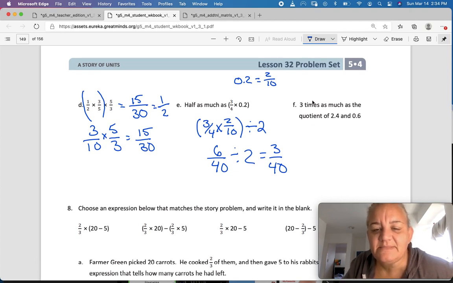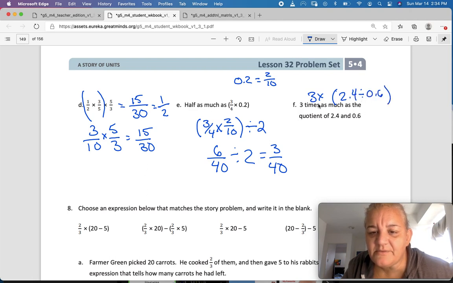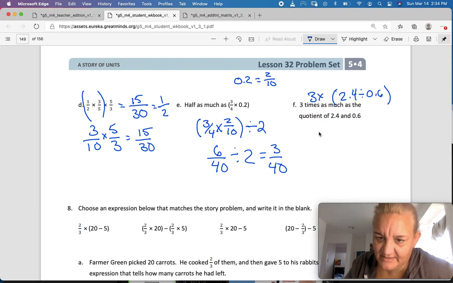3 times as much as the quotient, and quotient means division, of 2.4 divided by 6/10. 3 times as much as the quotient of 2. Okay, so now here I've written it out. This is where you're going to have the most trouble converting this into an expression.